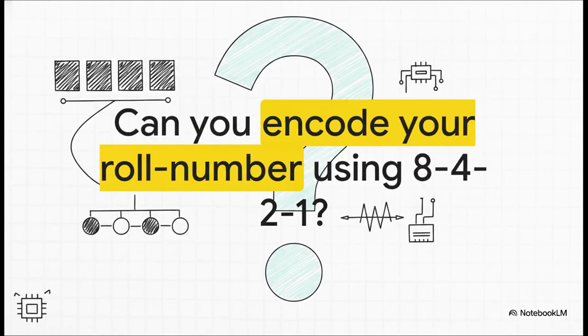Let's actually try this out right now. We know machines use zeros and ones. Using the 8421 method, the decimal number 13 is encoded as 1101 in binary. Why? Because 8 plus 4 plus 0 plus 1 equals 13. So think about the last digit of your own student roll number. How would you encode it using just those 8, 4, 2, and 1 building blocks? Figuring that out is basically your very first win in speaking computer.